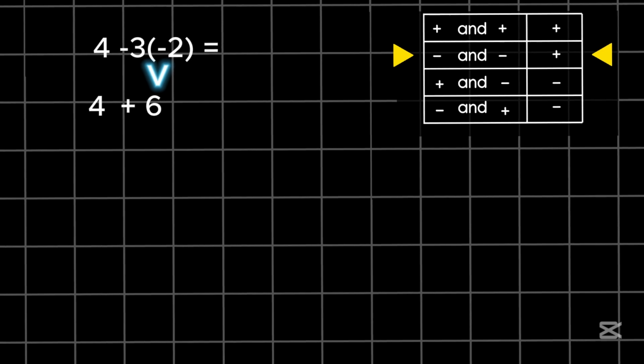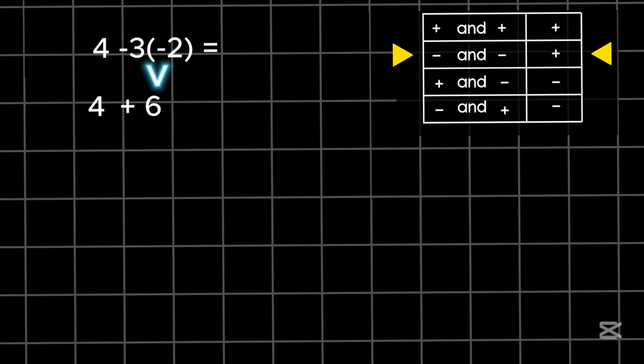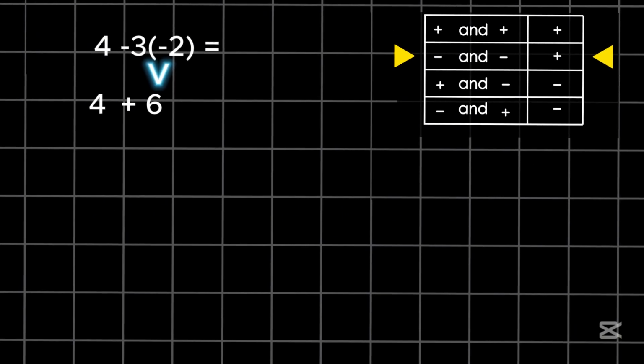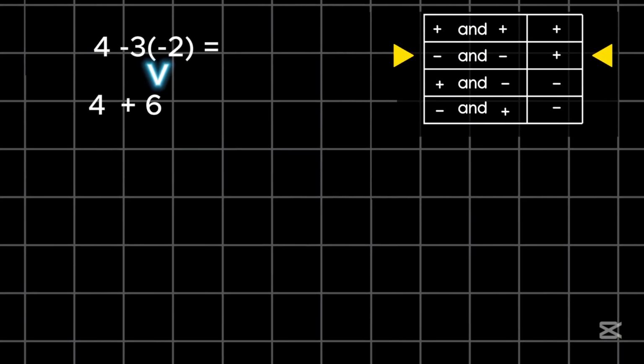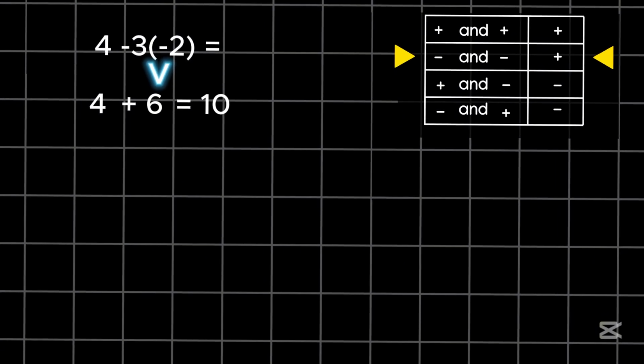When we multiply, the minus goes with the 3. So we get the minus 3 times the minus 2, and that gives us the positive 6. So we don't rewrite out the minus here. So 4 plus 6 equals 10.